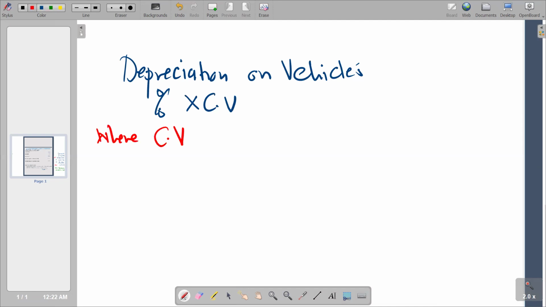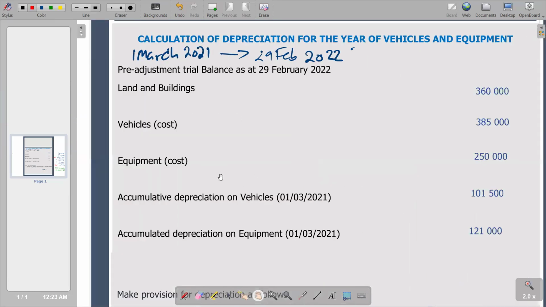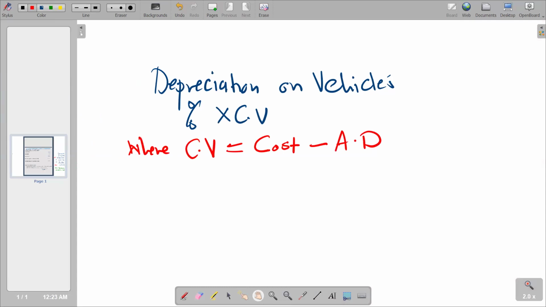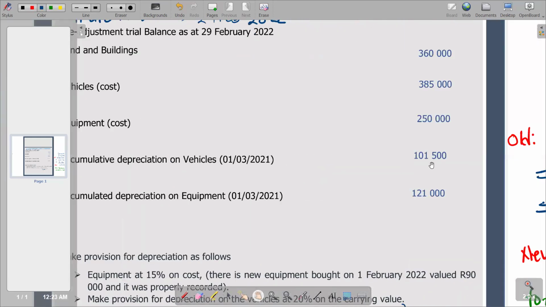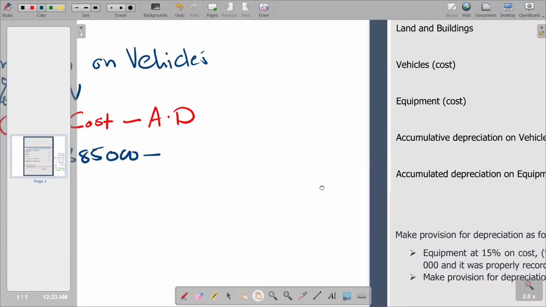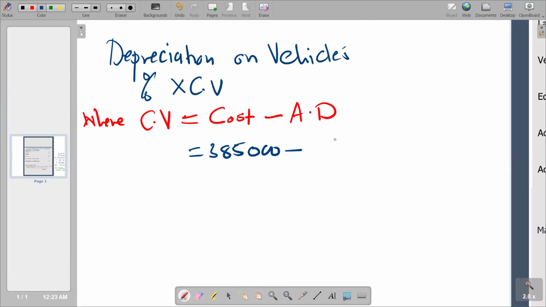It's a pre-calculation that we have to make, whereby after getting a carrying value, that's when now you say percentage times the carrying value, which is the cost of the vehicle minus accumulated depreciation. So we go there and see on vehicles we are given its cost is 385,000. So we are looking at the accumulated depreciation for vehicles, 101,500. So by so doing, we are able to find our carrying value, whereby it's going to be 283,500.